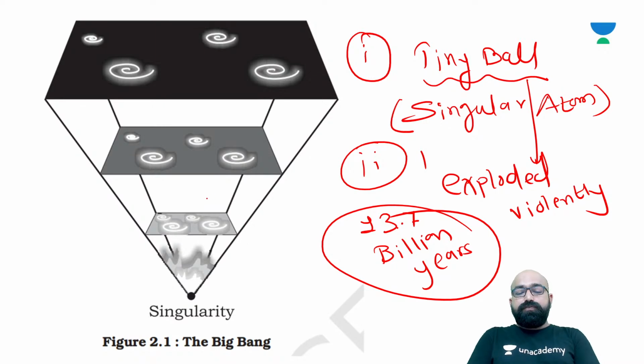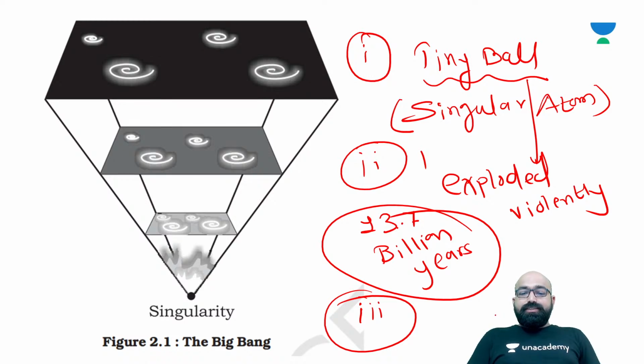Now, friends, within the first 3 minutes from the Big Bang event, the first atom began to form. Now, the third stage: within 3 lakh years from the Big Bang, the temperature dropped to 4500 Kelvin and gave rise to atomic matter. The universe became transparent.